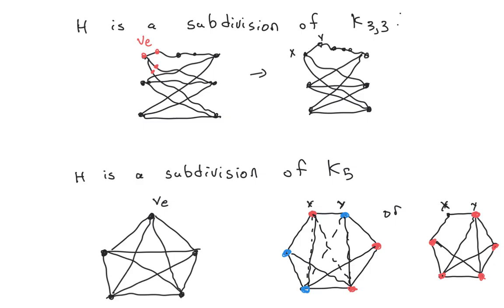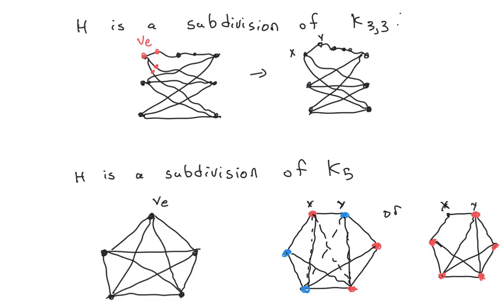So first, suppose H is a subdivision of K33. Remember, our contracted vertex is degree greater than 2 in our contracted graph in this Kuratowski subgraph. And so that means it must be one of these 6 vertices. And so suppose it's this one right here, highlighted. There's its 3 neighbors. The whole point is take any one of those 3 edges and subdivide it and replace it with X and Y. And then we're good to go.